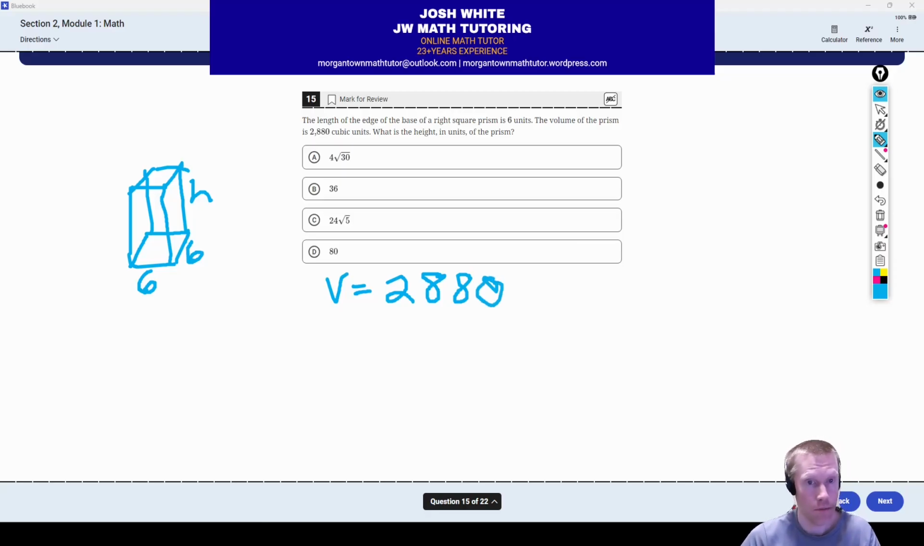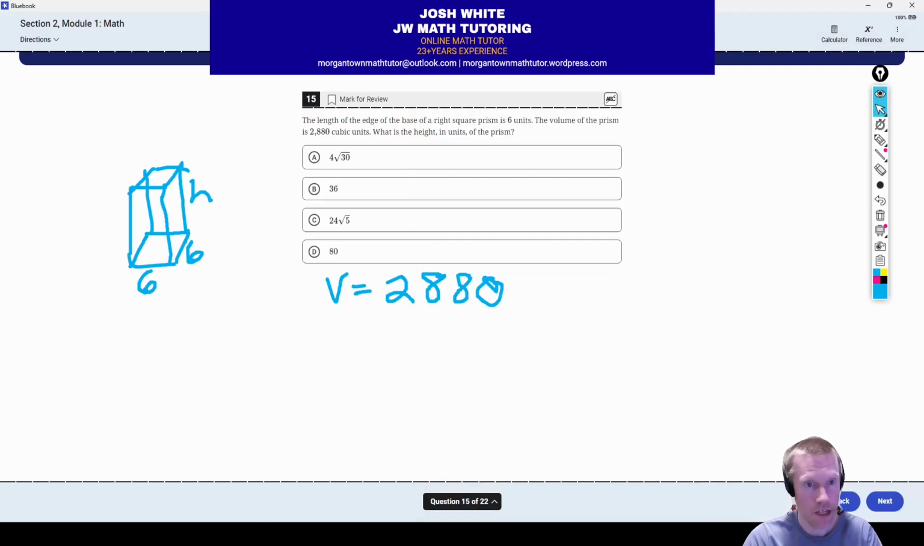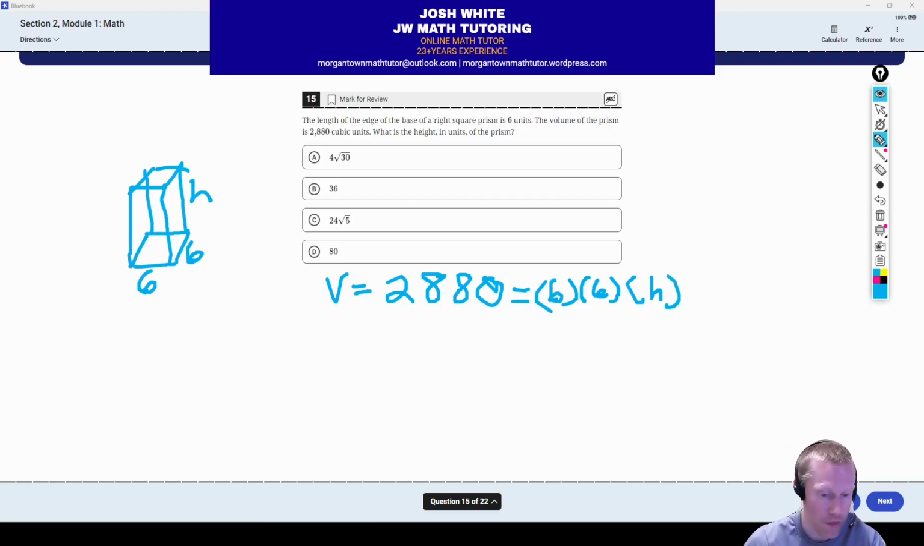Hopefully you know the formula for volume of a rectangular prism. If not, it is on the reference sheet. Just to confirm that, you can click the reference sheet. It's right here. Volume equals length times width times height. So let's close that. So this 2880 is equal to 6 times 6 times the height. So you go ahead and solve this out. The height is going to equal 80. Basically 2880 divided by 36. So correct answer for this one is letter D, and there's no more work to do.